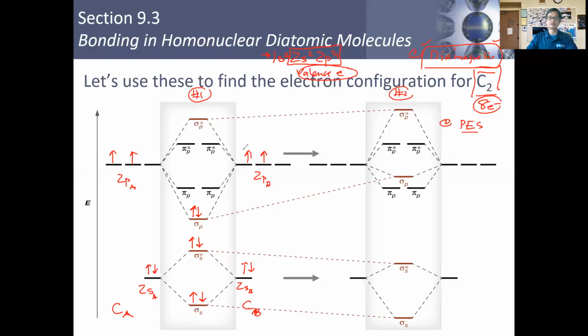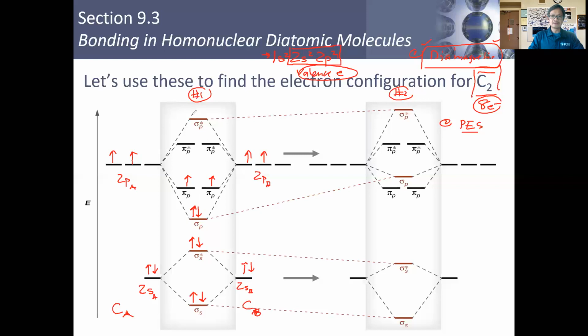So you have that right there. And the remaining 2 electrons will fill in the pi p orbitals here. Since you have 2 at this particular energy level, they will spread out according to Hund's rule.